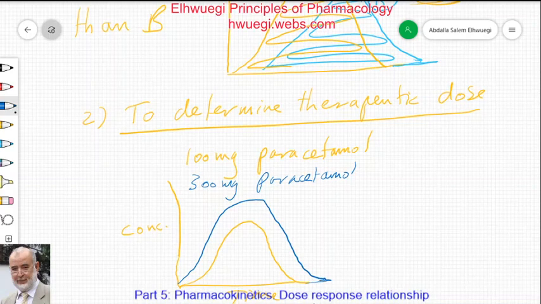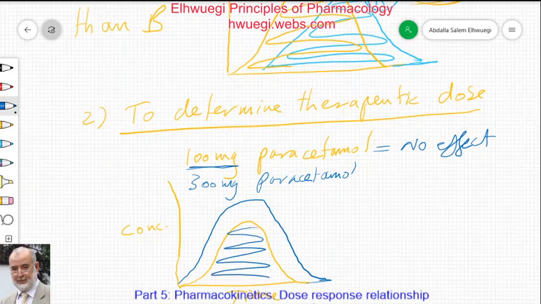Okay? Now, suppose 100 milligram produce no effect. Suppose that I'm taking paracetamol to relieve headache. I have taken 100 milligram, which produce this area under the curve. But this dose produce no effect. Suppose I increase the dose up to 300 milligram and this produced an effect. It removed the headache. The headache removed.